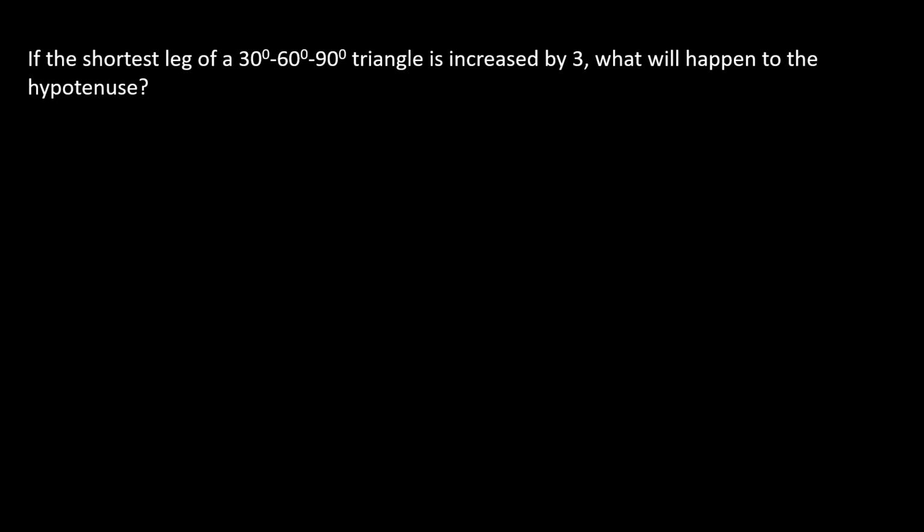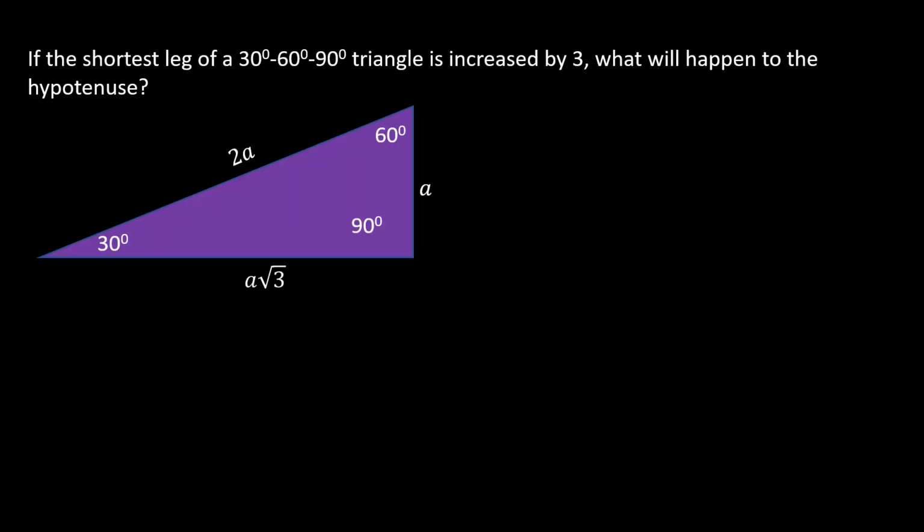If the shortest leg of a 30, 60, 90 triangle is increased by 3, what will happen to the hypotenuse? So let us look first at the relationship of the sides of a 30, 60, 90 triangle. The shortest leg, say A, will be here, A, and the hypotenuse becomes 2A, or twice the shortest leg.